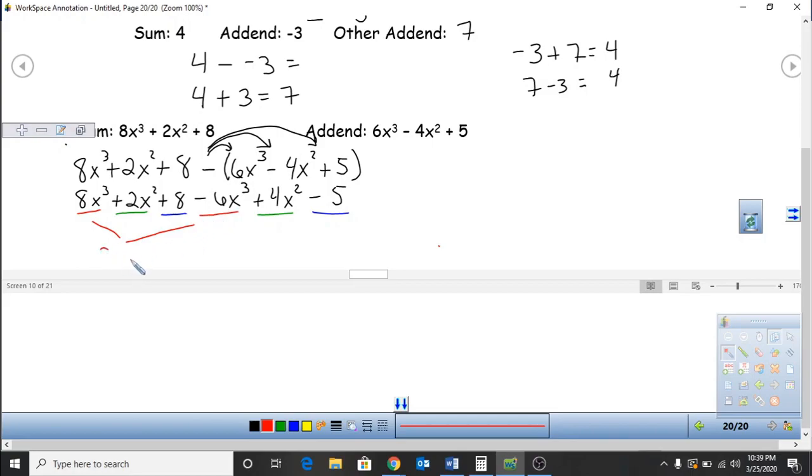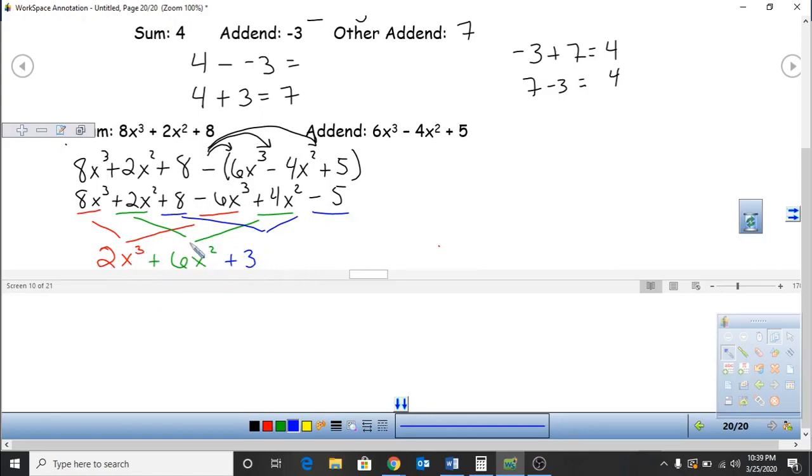So I'm going to start with my x cubes first. If I have 8x cubed and I subtract 6x cubed, well, that's just going to leave me x cubed. Well, how many x cubes? Well, 2x cubes, all right? Next, I have 2x squared, and I'm going to add 4x squared. Well, that's pretty simple. That's just going to give me 6x squared. And then last but not least, I'm going to take my blue term. So I have a plus 8 and minus 5. If I take 8 and I subtract 5, well, that's just going to leave me with positive 3, or in other words, plus 3.